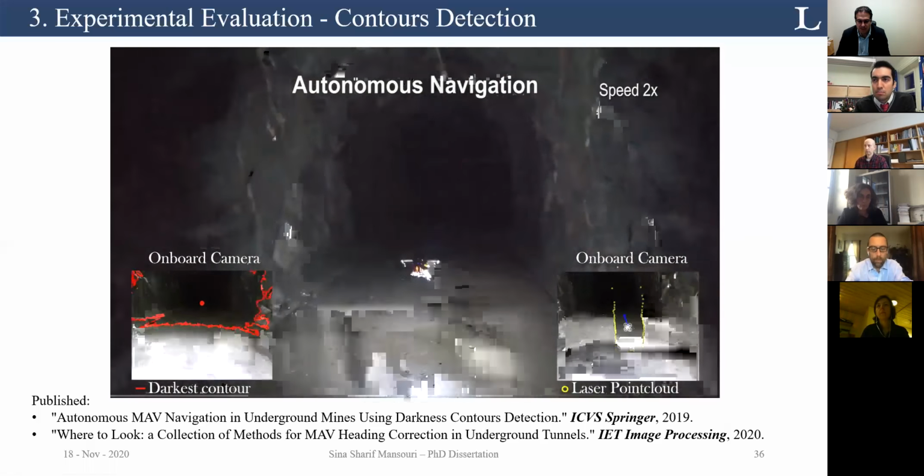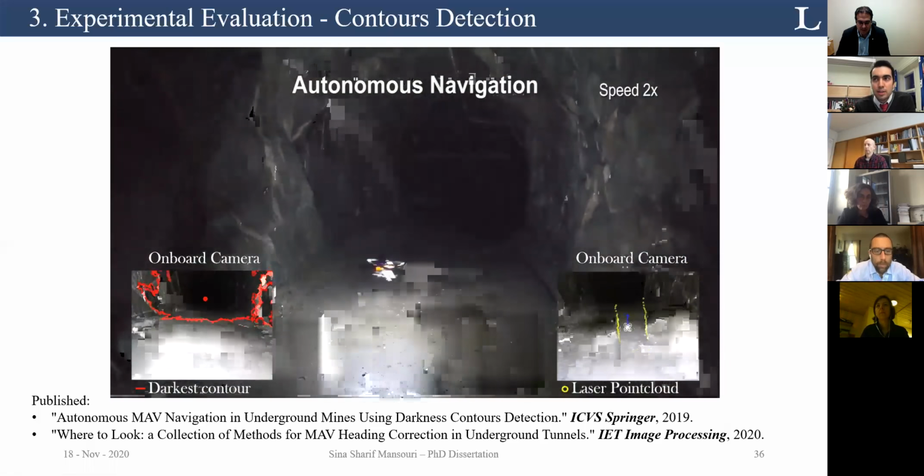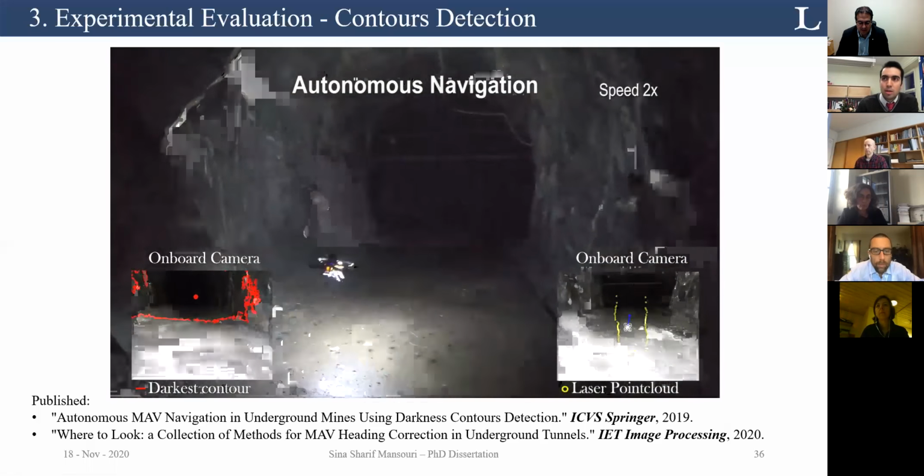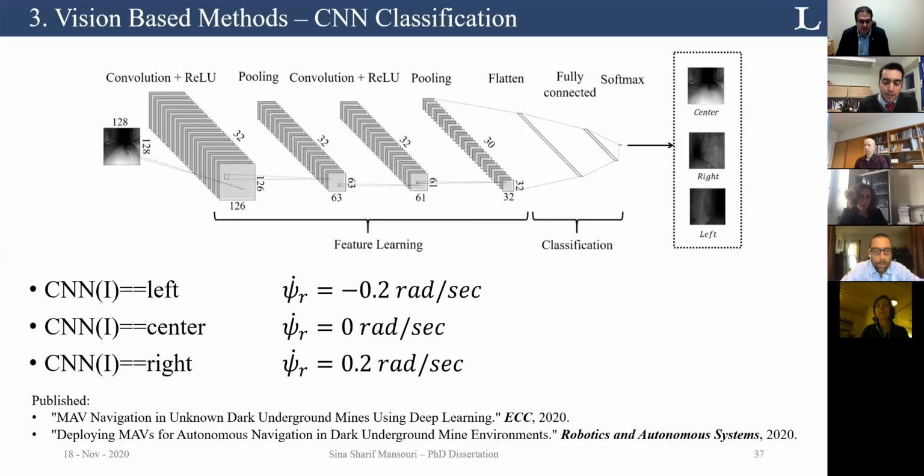And this gave me the motivation that maybe I need to do something more. So I considered convolutional neural networks. What I did is that I collected some data from forward and left and right walls and trained my network to give me the classification of that. If the image that we are getting is the left wall, right wall, or center, I'm going to give discrete control actions for each category.